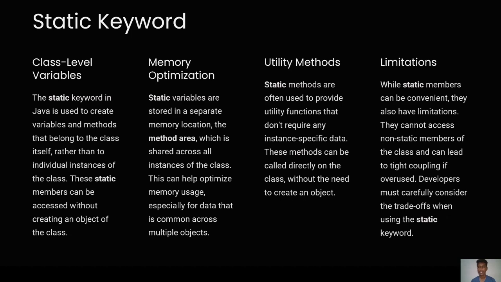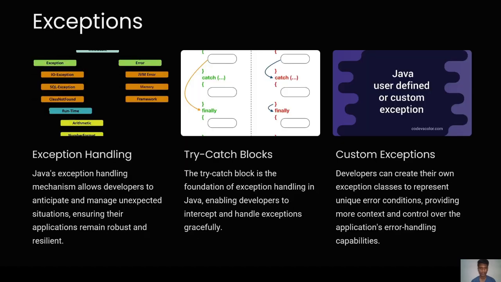Next, we have limitations. While static members can be convenient, they also have limitations. They cannot access non-static members of the class and can lead to tight coupling if overused. Developers must carefully consider the trade-offs when using the static keyword.